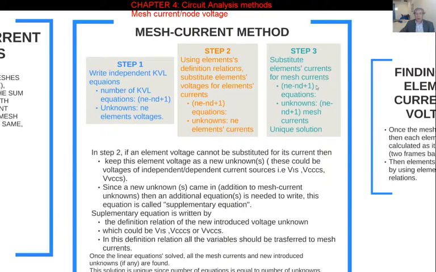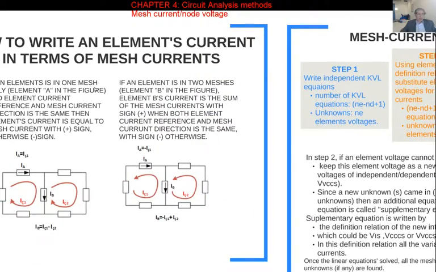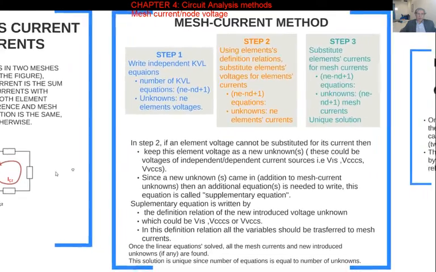If we do so, the number of equations is going to be NE minus ND plus 1. Since the element currents are replaced with the mesh currents, the number of mesh currents is the same as the number of meshes, so the number of equations is going to be the same as the number of unknowns, which are mesh currents. Equations and unknowns are the same in number, so we're going to find a unique solution. That unique solution means finding all the mesh currents here. Once you have found the mesh currents, you can find all the element currents. From the definition relations, you can then find all the element voltages.